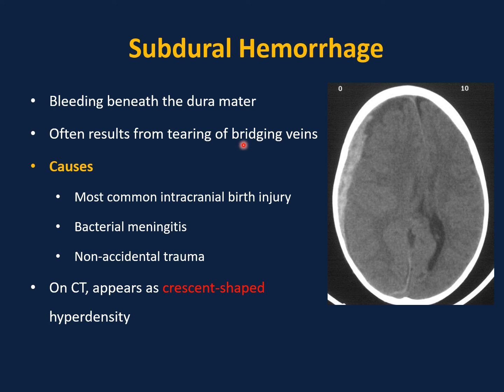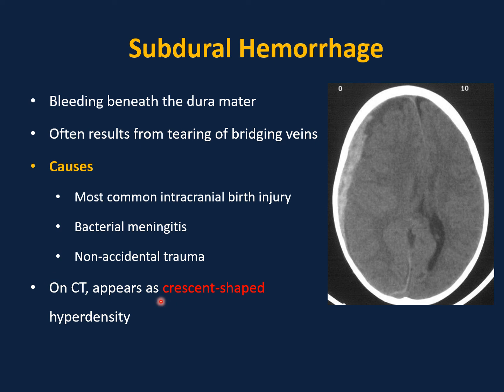Dural is venous and epidural is arterial usually. Causes: the most common cause is intracranial birth injury and obstetric complication. This is the most common cause. Also can be caused by bacterial meningitis and non-accidental trauma. So child abuse should be suspected in a child or infant presenting with subdural hemorrhage.